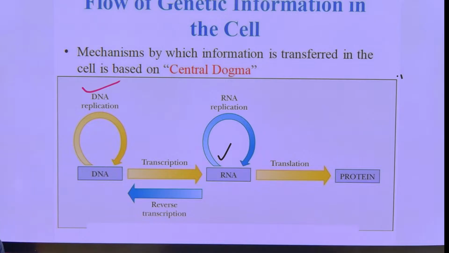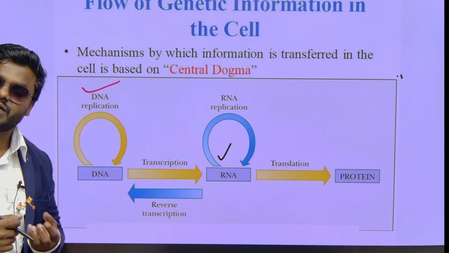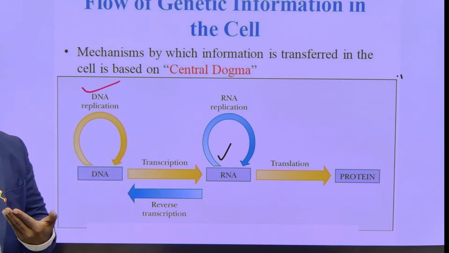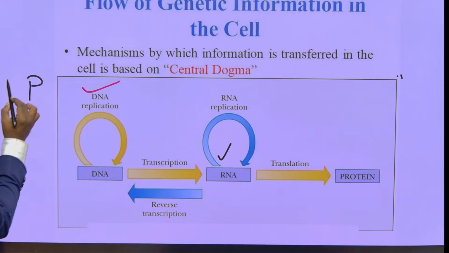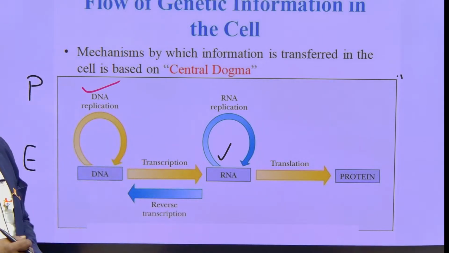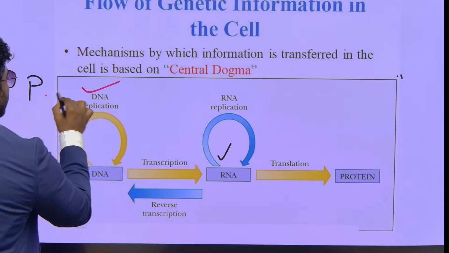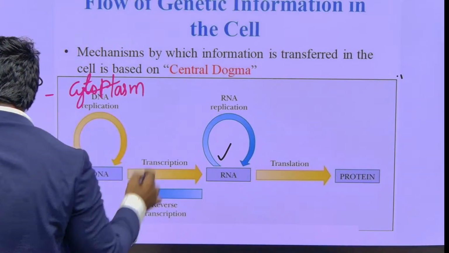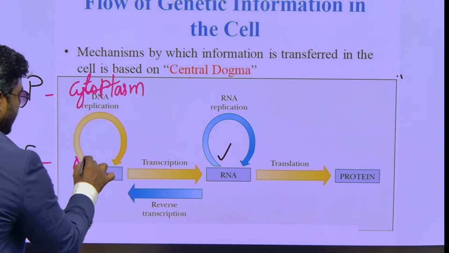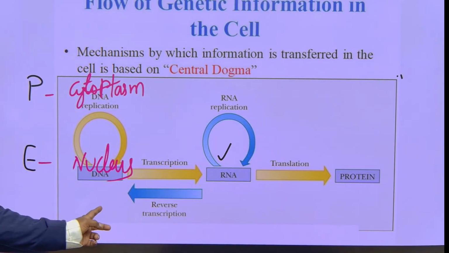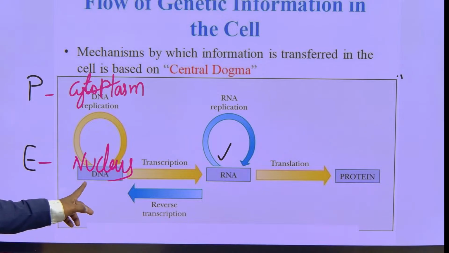Now the question is, where does this process of DNA replication occur? I am asking about location in different organisms. We are reading for prokaryotes and we are reading for eukaryotes. Tell me everyone, in case of a prokaryotic organism, where does DNA replication occur? Cytoplasm, because it does not have any well developed nucleus. And in case of eukaryotes, what about us? We are well developed organisms, right? We have a well developed nucleus, so replication definitely happens in the nucleus.